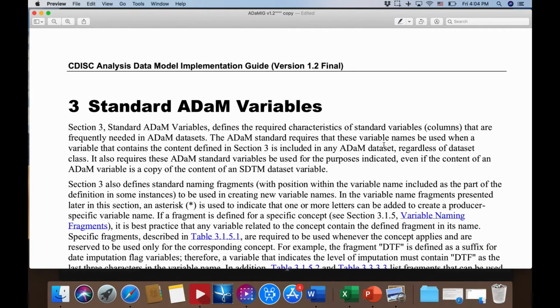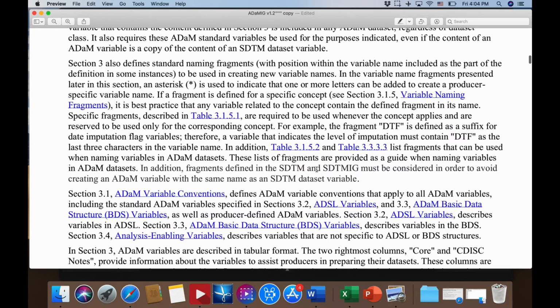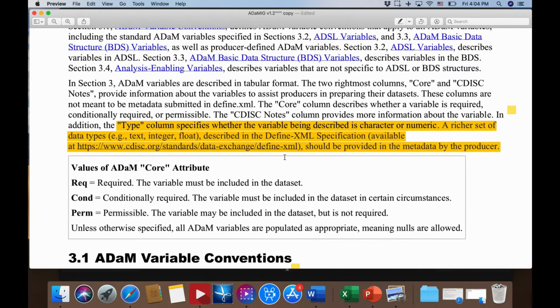About the standard ADaM variables, here is about metadata. For a column like type, the data type is either character or numeric. Sometimes you can divide it further into text, integer, or float.